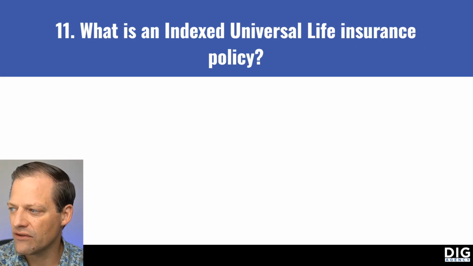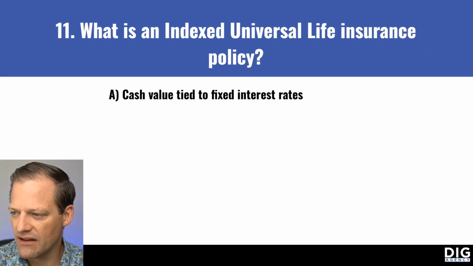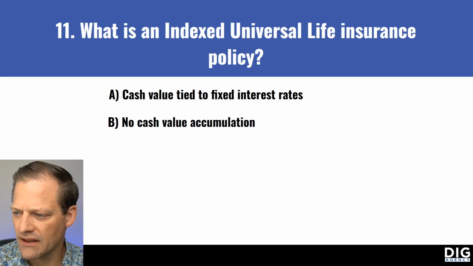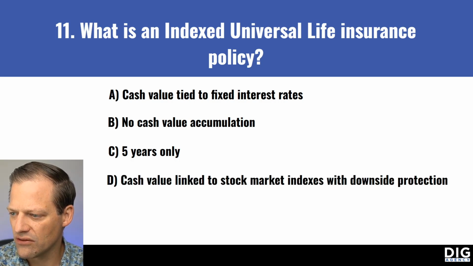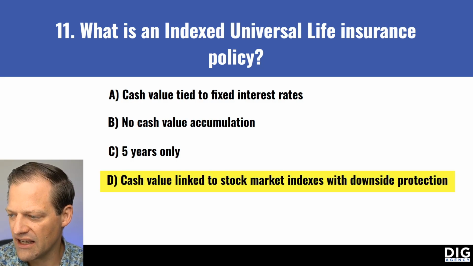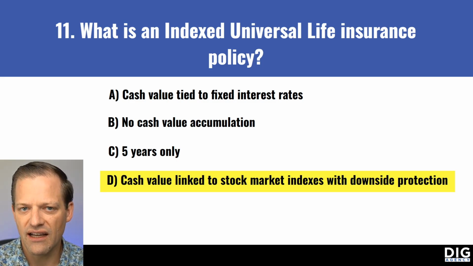What is an index universal life insurance policy? Is it A, a policy with cash value tied to fixed interest rates? Is it B, no cash value accumulation? Is it C, only for 5 years? Or is it D, cash value linked to stock market indices with downside protection? The answer is D. It's a cash value policy linked to stock market indices with downside protection. So in short, index universal life.